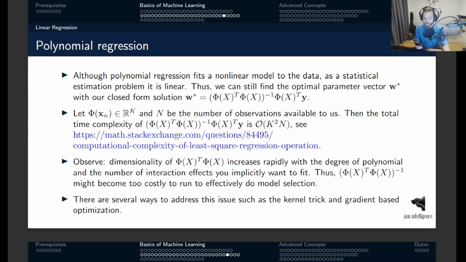But of course, there are solutions to this problem. The first one is what's called the kernel trick, and this will be the content of the next lecture.